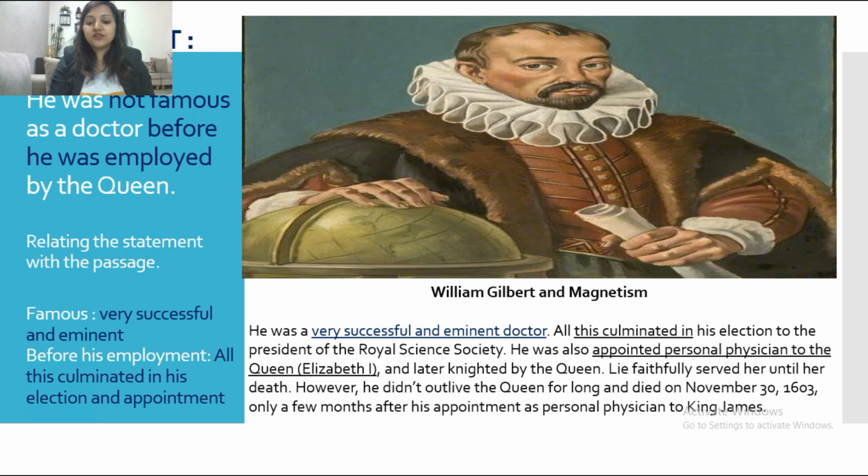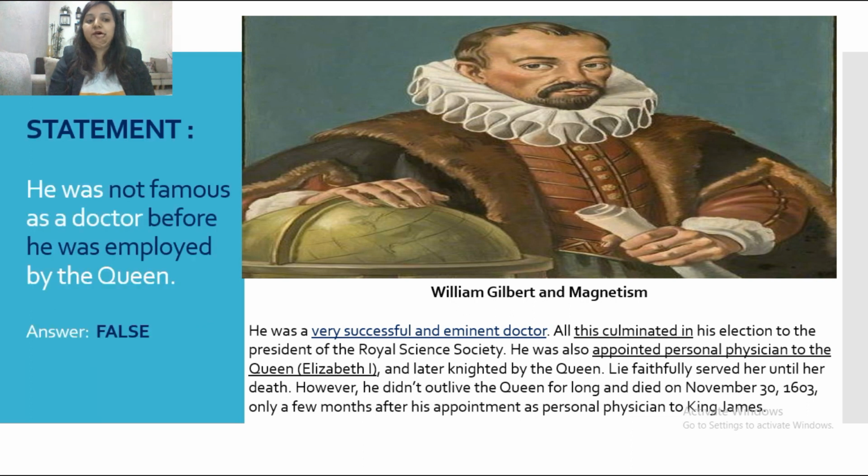So yes, we got the reference, and the information is contradictory because in the statement they are saying that he was not famous, but in the passage they are saying that he was famous, and that is why the queen appointed him. So it is contradicting, so the answer is false. Let's now proceed with one more example.